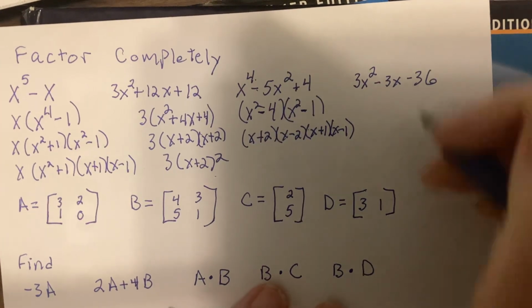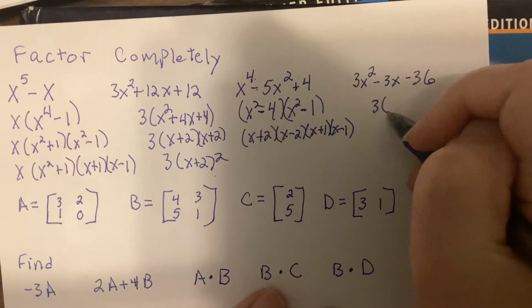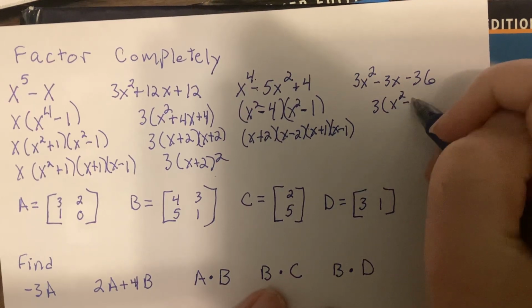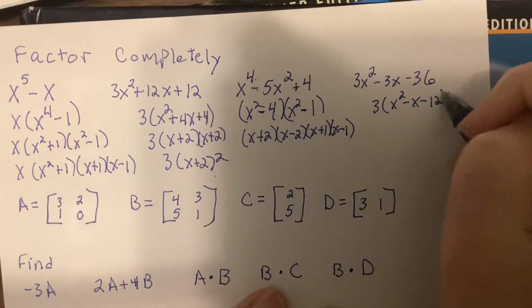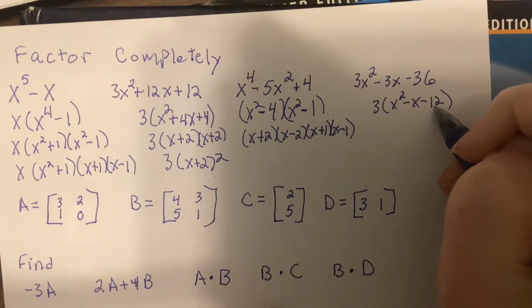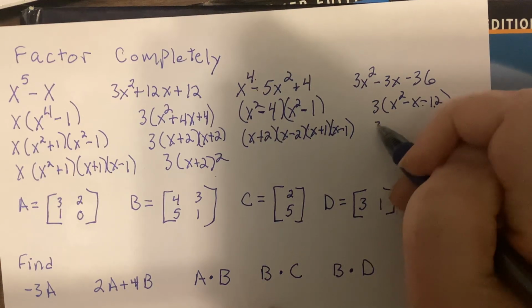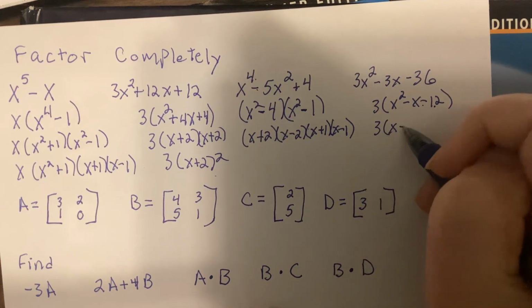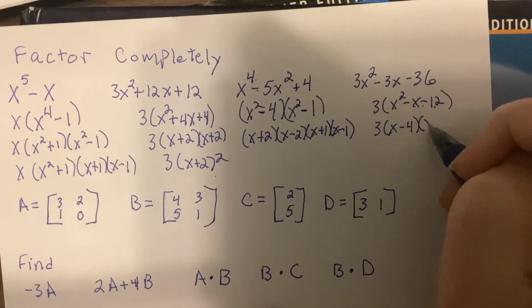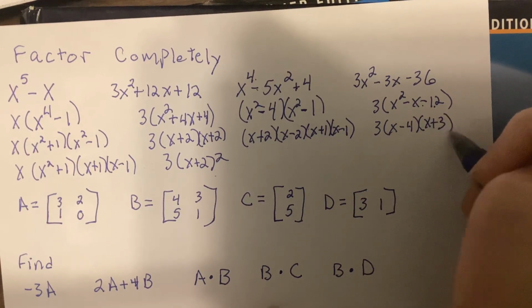Then this one, factor out a 3. Then what do you factor? You multiply to get 12, but you subtract, you get 1. X minus 4, x plus 3.